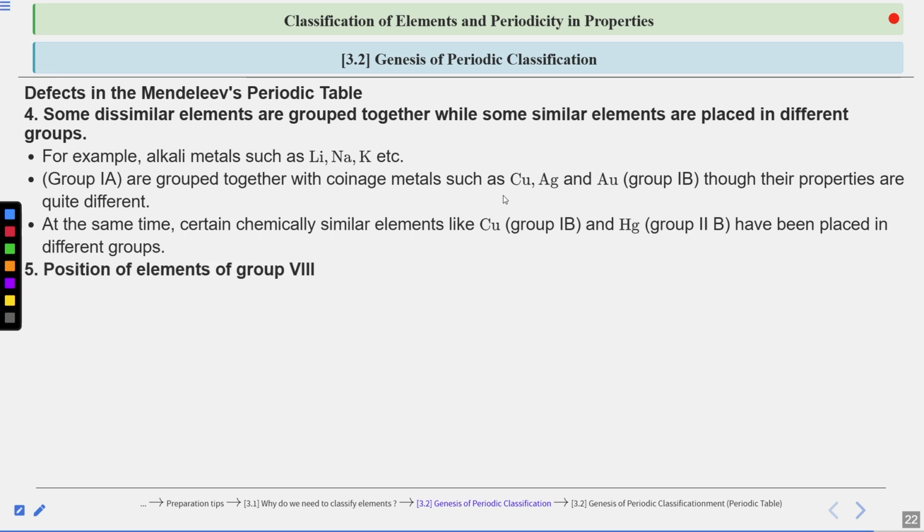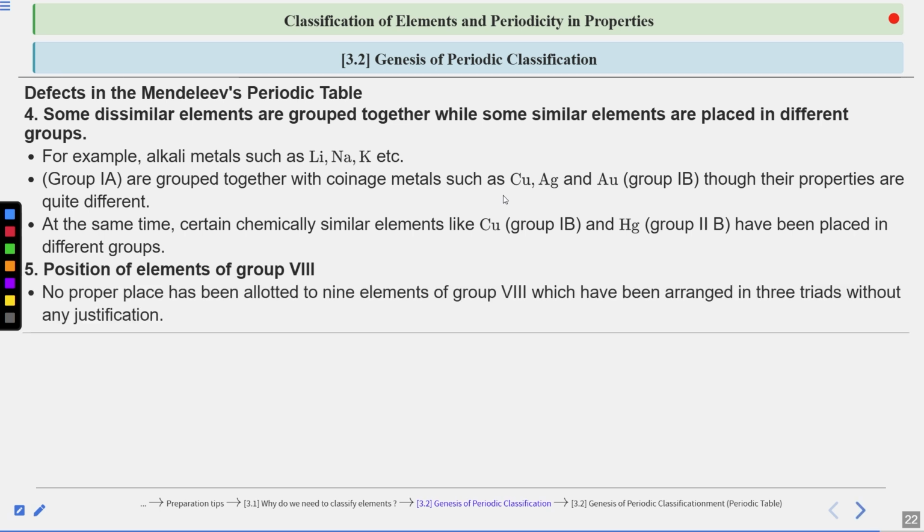And the last difficulty was the position of elements in group 8. Noble gases did not have any proper positioning in the Mendeleev table, and as a result, they were assigned group 0. Now, due to all these defects in the Mendeleev periodic table, it was later replaced, and we are now dealing with the modern long form of the periodic table.